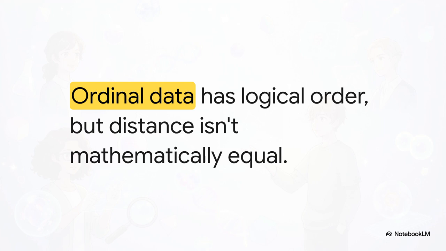It's ordinal because the rankings clearly have a logical order, right? A 5 is definitely better than a 1. But it is not interval or ratio data because the subjective distance between awful and excellent isn't some mathematically equal or guaranteed unit of measurement.